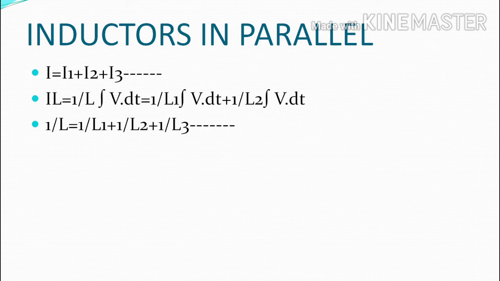to so on, and IL is nothing but 1 by L integral of V of t dt. Similar to this, IL1 equals 1 by L1 integral of V1 dt, IL2 equals 1 by L2 integral of V2 dt, like this. And in parallel combinations voltages are same, so 1 by L equivalent integral of V dt equals 1 by L1 plus 1 by L2 up to so on into integral V dt. So we get 1 by L equivalent equals 1 by L1 plus 1 by L2 up to so on. So like this, in parallel combinations inductors are calculated.